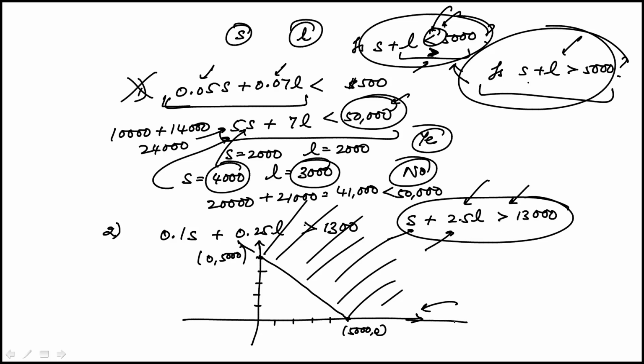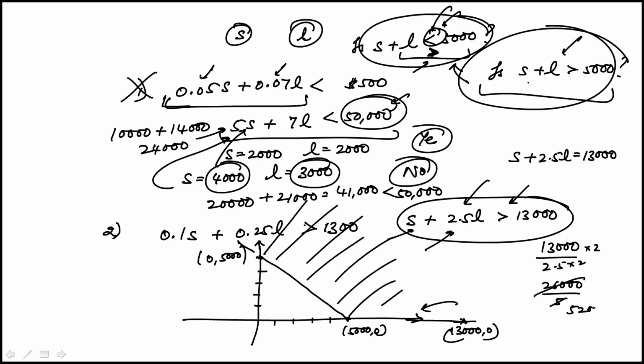The x-intercept is going to be 13,000, so it's going to be somewhere here, replacing L with 0. And the y-intercept would be when S is 0, because I'm really drawing the graph of the corresponding straight line. So that would be 13,000 divided by 2.5, which is 26,000 divided by 5, and that is 5,200. So it's going to be somewhere here. So if we draw it, it's going to be like that. We have to stick to the first quadrant. And all the values that would satisfy this will actually be here.